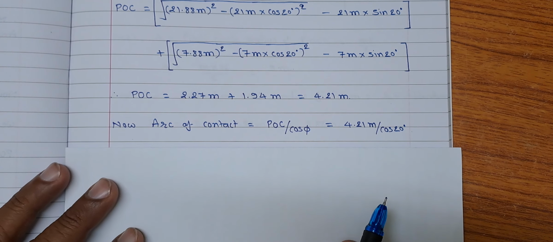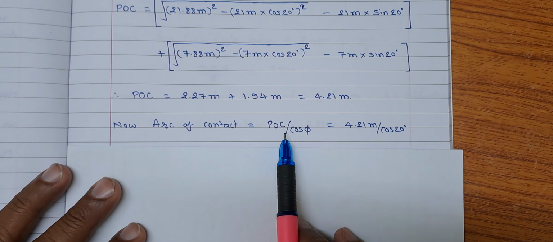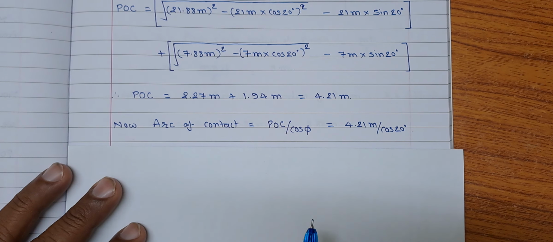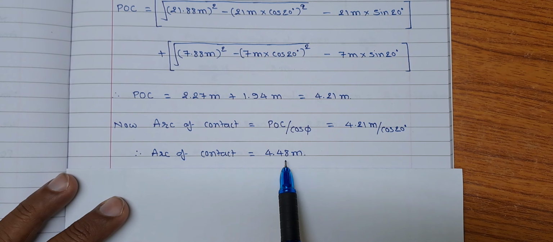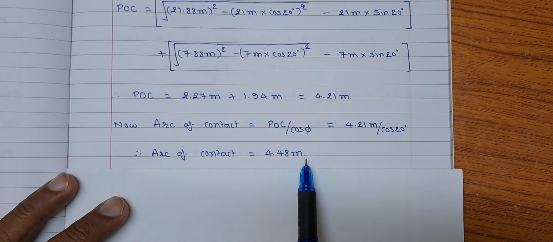Again, arc of contact is the ratio of path of contact to cos phi. On substitution of values, we found arc of contact is equal to 4.48 times module.